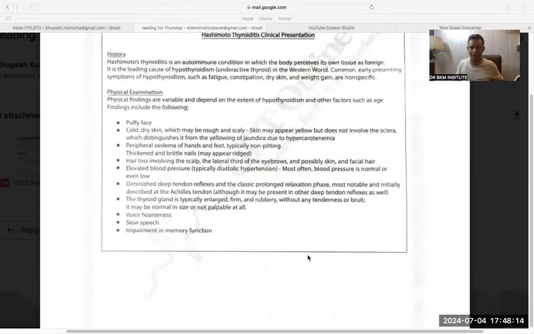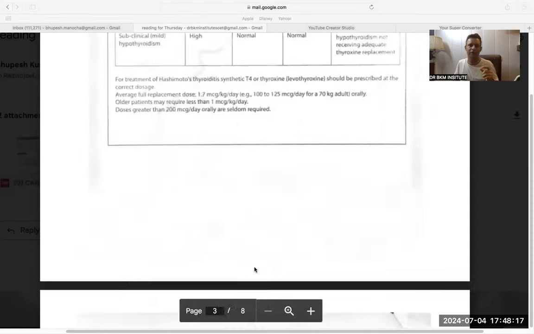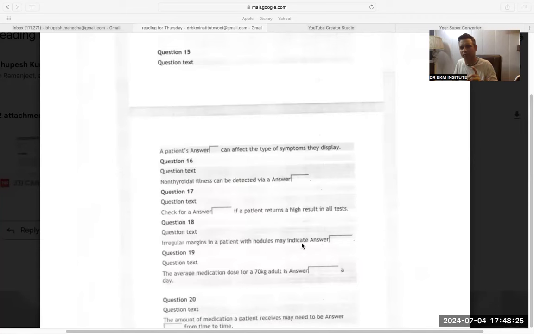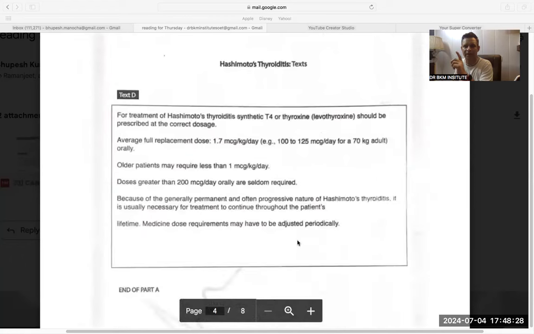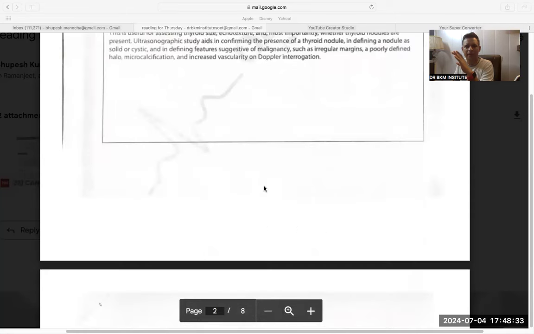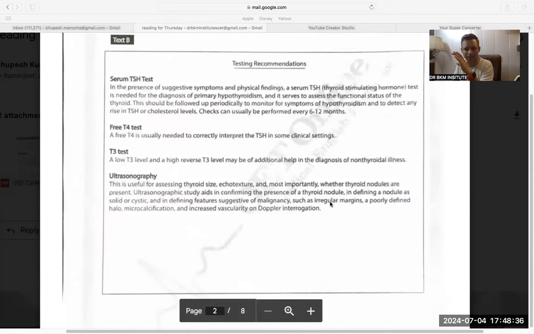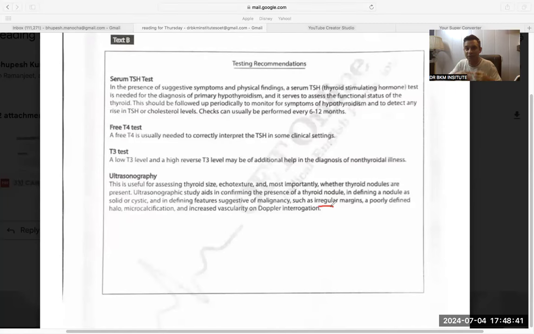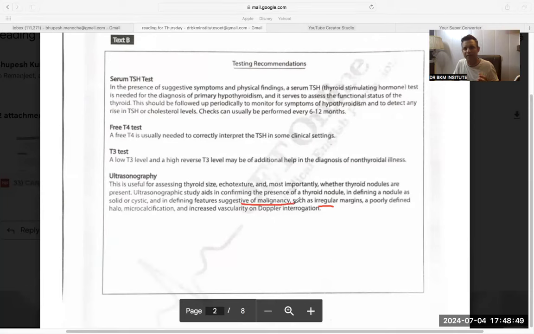So I need a bit of your help now, because the strategy is, suppose I do question number 18: irregular margins in a patient with nodules may indicate. Irregular margins can't be in the treatment part; it would be in the assessment part. Irregular margins means you are trying to assess the patient, so you go to this paragraph. Once you find a nodule with cystic defining features suggestive of malignancy, malignancy becomes my answer.